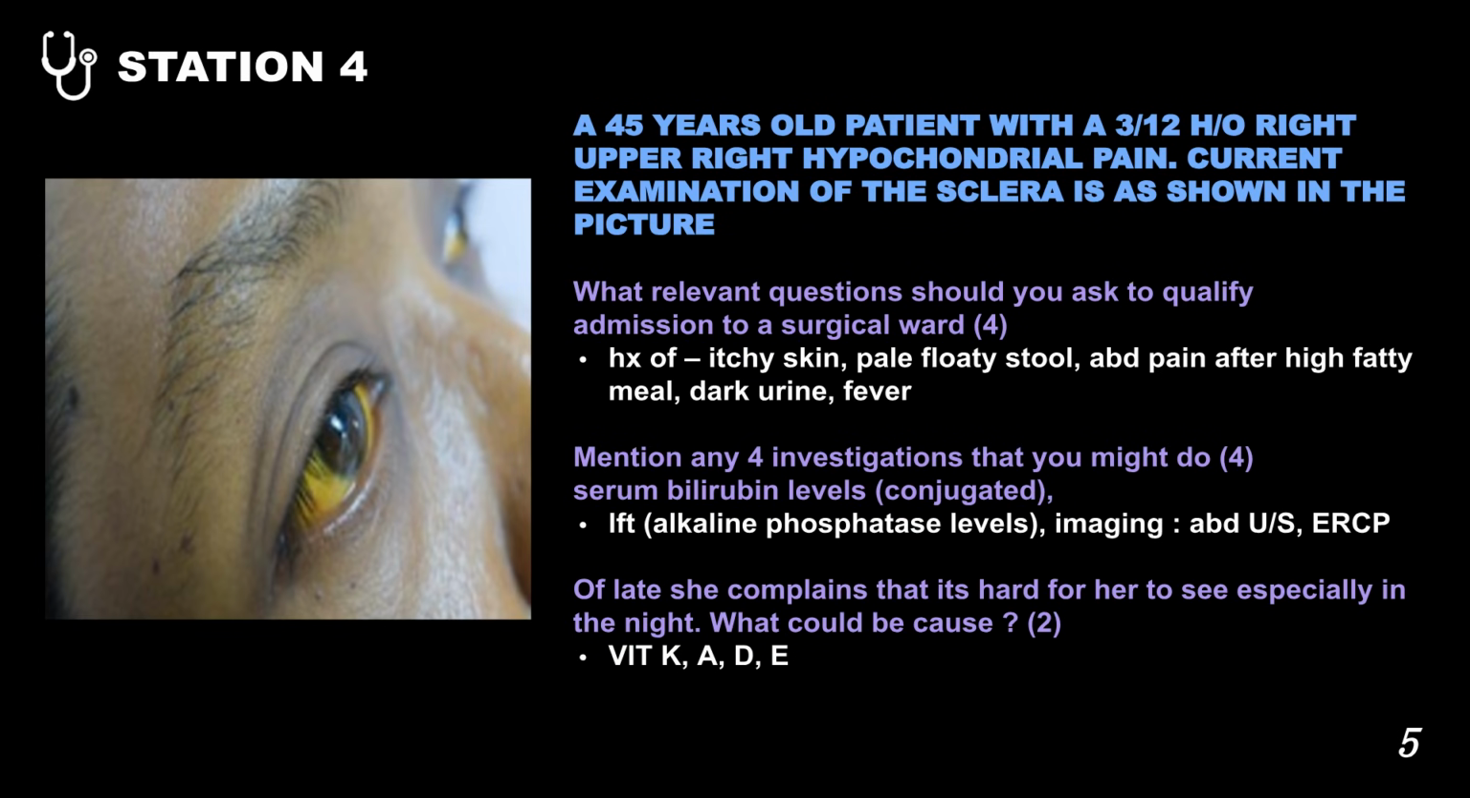Now consider a 45-year-old patient with right upper abdominal pain and visible scleral changes suggestive of jaundice. Your history should target features of cholestasis.